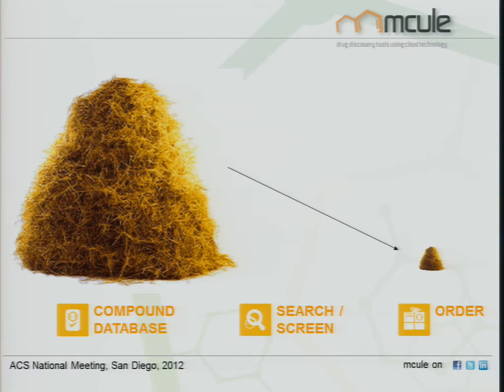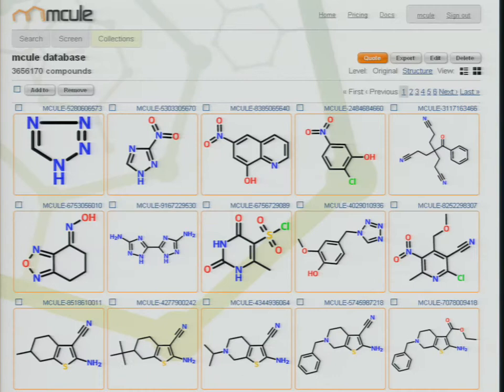So at Mcule.com we provide you with a large haystack, but we also provide you with the tools that can be used to do this transformation. And at the end you can order the most interesting compounds. So in the first part of my talk I will talk about our compound database. Looks like that. So that's our haystack, currently comprising 3.5 million compounds.